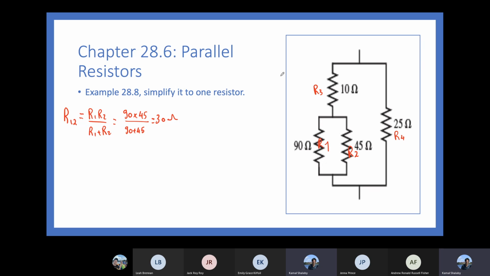So now what we have is the following. We have here a resistor with 10, then another resistor with 30. Okay, so this will be 25, this will be 10, and these two combined give us 30, so this will be 30 ohms.